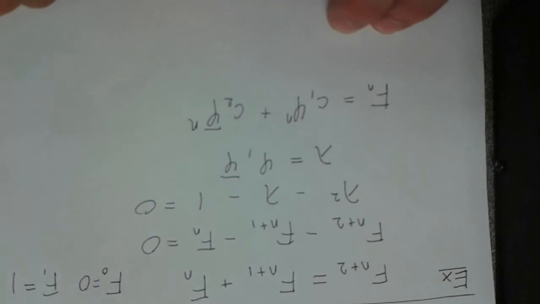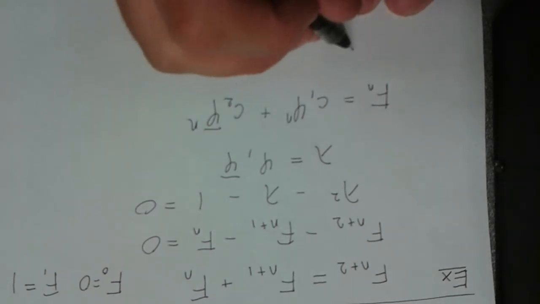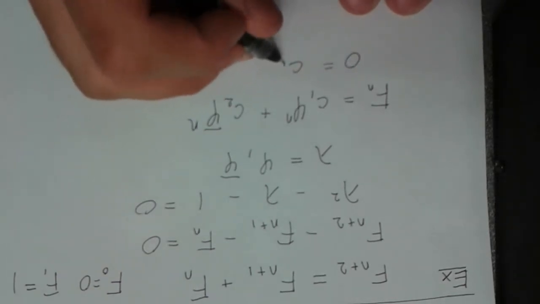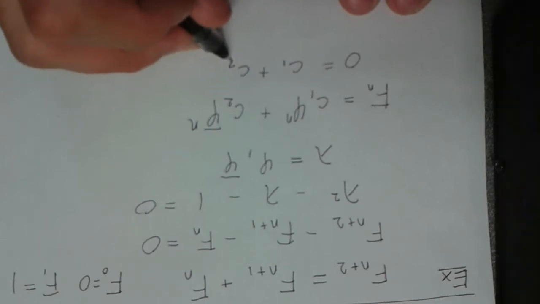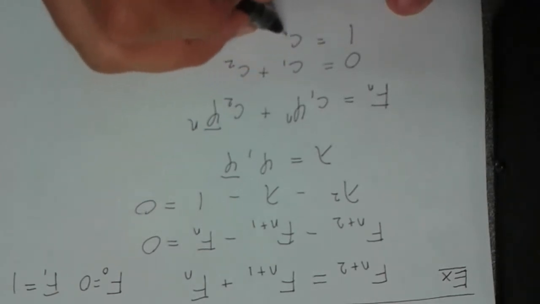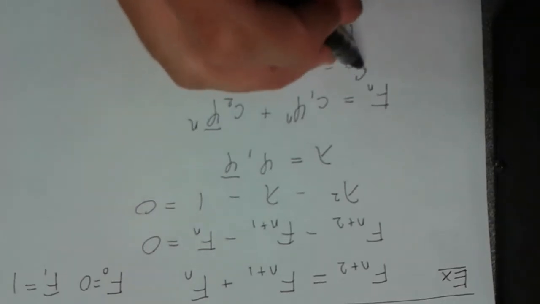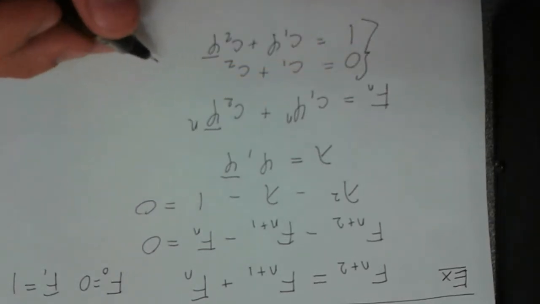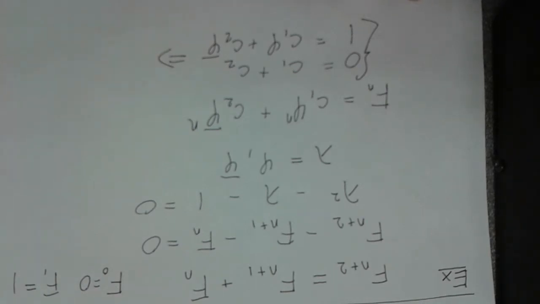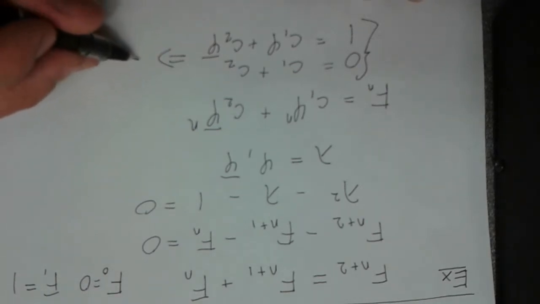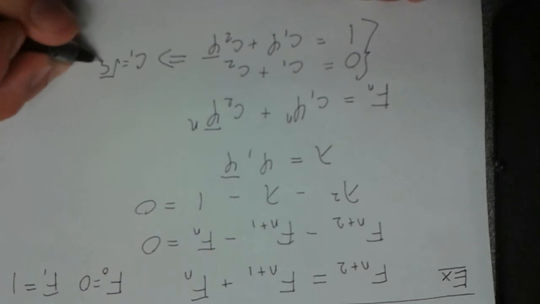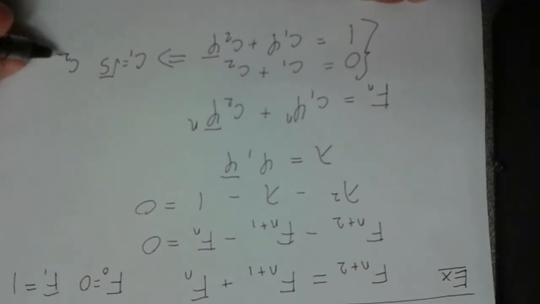And then all you have to do is solve the initial value problem. F0 is 0, F1 is 1, so you have 0 is equal to C1 plus C2, and 1 is equal to C1 times the golden ratio plus C2 times the golden ratio conjugate. You have this system of equations here. This tells you that C1 is equal to root 5 and C2 is equal to negative root 5.